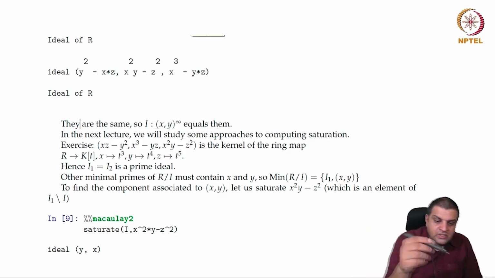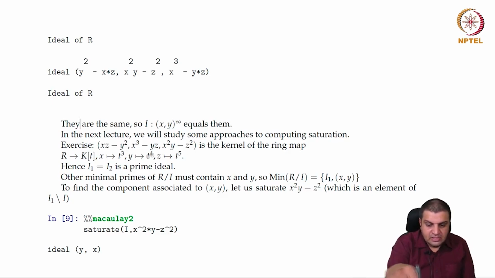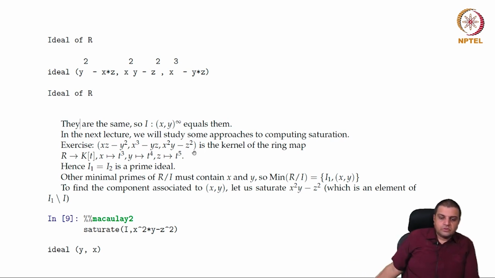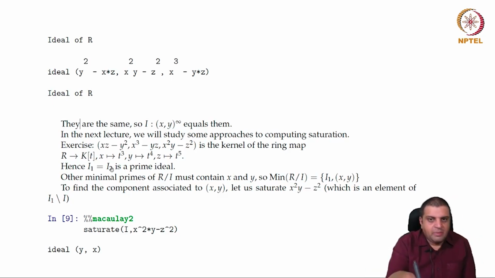So we need to understand this ideal now. What does it look like? Okay, so the observation that we make is this is the kernel of a ring map from R, which is k[x,y,z], to k[t]. x goes to t cubed, y goes to t to the 4, and z goes to t to the 5. And in the exercises, I will give a hint on how to prove this. Okay. So in other words, this given ideal I1 or I2, which are the same, is actually a prime ideal.